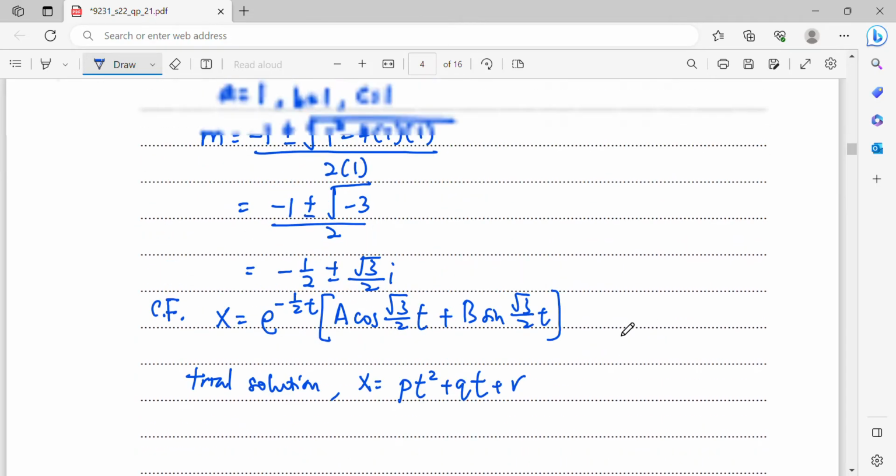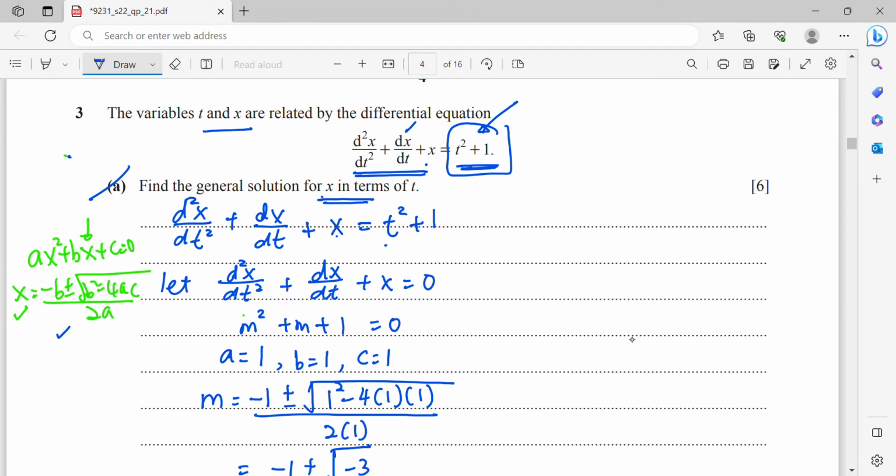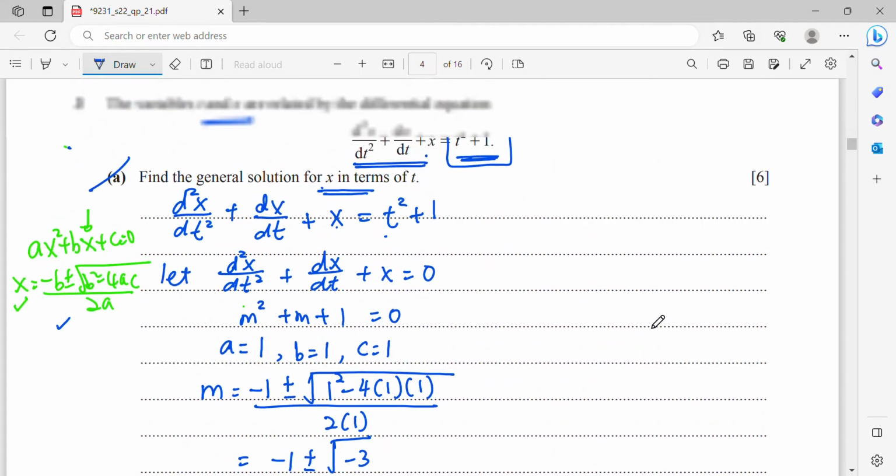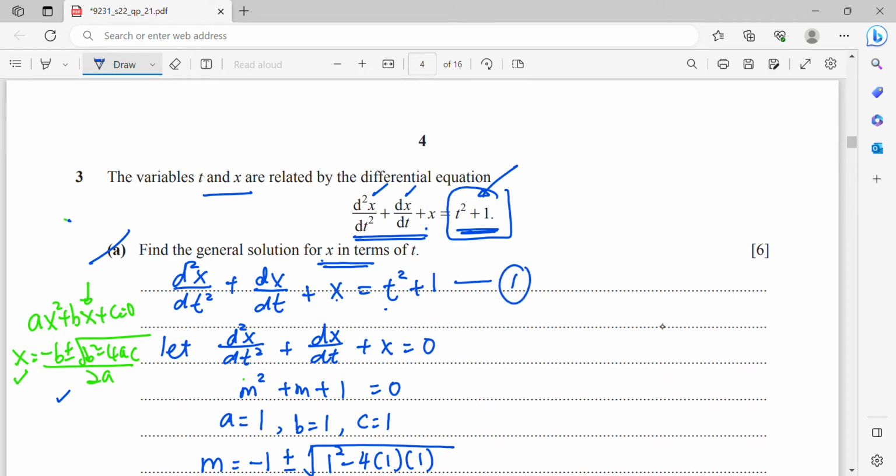Now we need to differentiate two times because we have dx/dt and d squared x over dt squared. So dx/dt will be 2pt plus q. Then d squared x over dt squared will be 2p. I will let all this be the second equation, and my first equation is going to be the original question. So now to find all the unknowns in my trial solution, substitute the second equation into the first equation.